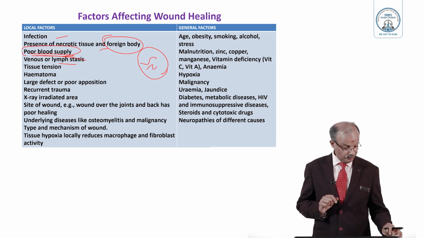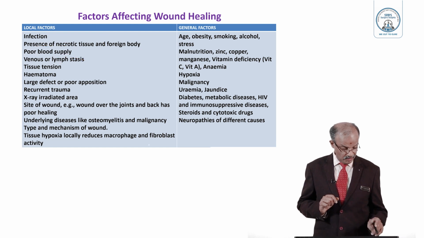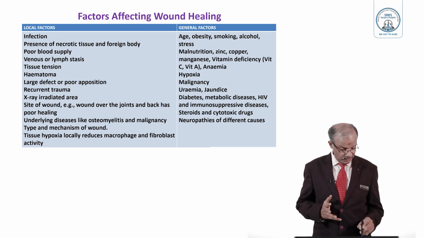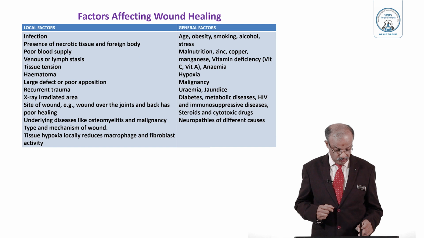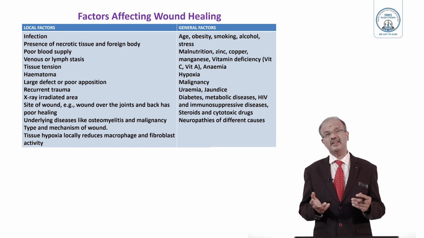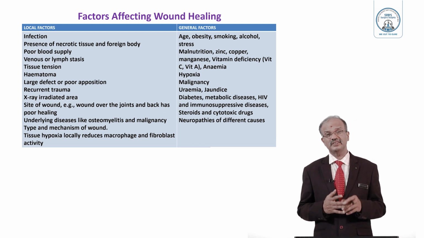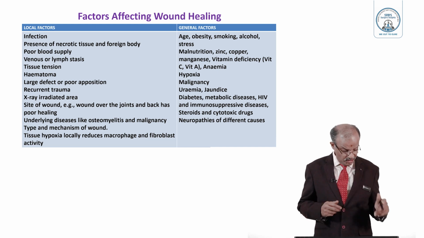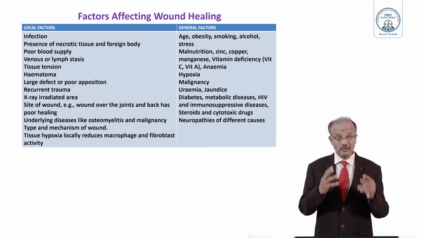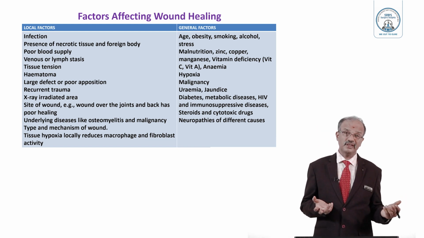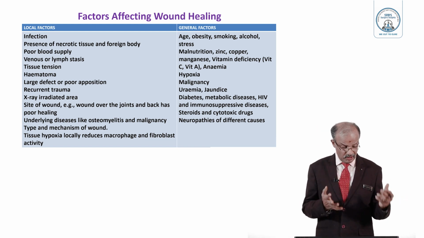Lymph stasis can occur. Tissue tension, hematoma, large defect or poor apposition, not apposed properly. I have shown this. Recurrent trauma, X-ray irradiated area, site of wound over the joints and back has poor healing. Underlying disease like osteomyelitis, malignancy, immunosuppression, long-standing scar, discharging sinus, it won't heal properly. The type of injury, crush injuries, extent of injury, depth of injury, width of the injury area, all those make a lot of difference.